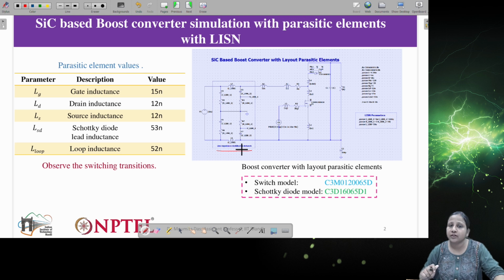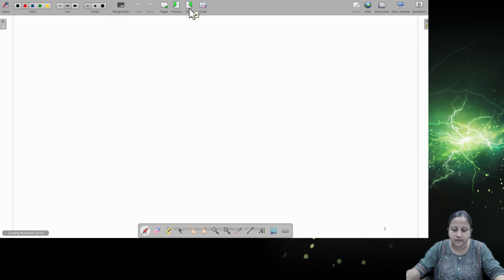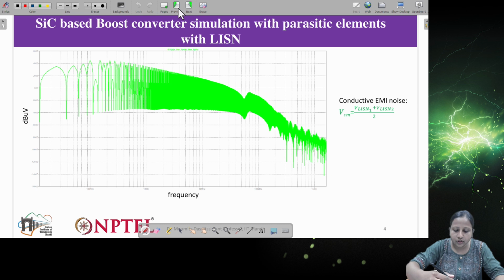Only thing is that if your converter is different, you have to see what the parasitic parameters will be, or you can just run the same converter to see whether you will be able to get this kind of noises in the simulation. So the devices, basically the switch and the diode, are chosen like this. You can use the same devices for your simulation. So now in this case, the noises which are achieved are two different noises, CM and DM.